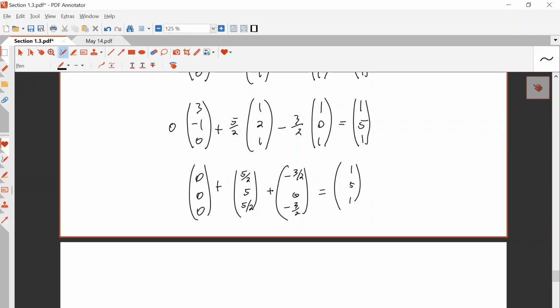0 plus 5 halves minus 3 halves is 2 halves, which is 1. 5 plus 0 is 5. 5 halves minus 3 halves is 1. So 1, 5, 1 equals 1, 5, 1. All right, all checks out.